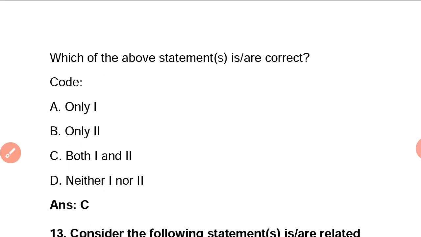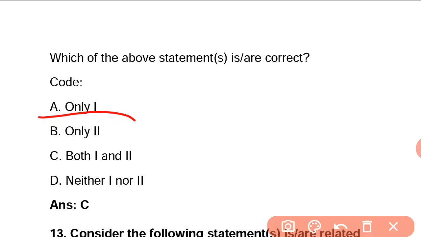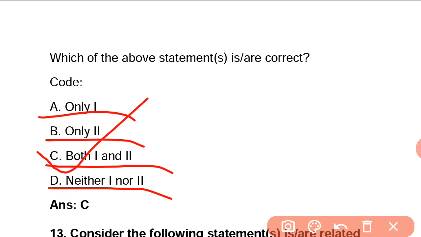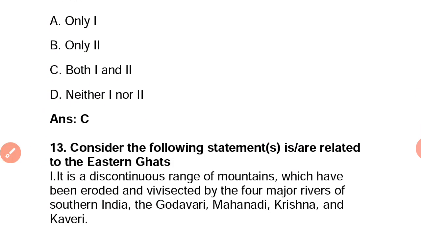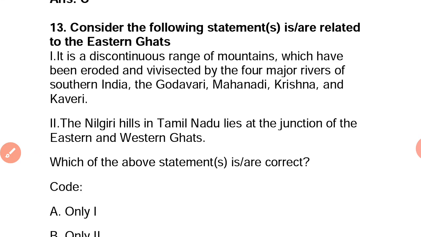Which of the above statements is or are correct? Option A, only I. Option B, only II. Option C, both I and II. Option D, neither I nor II. Right answer is option C, both I and II. Next question.